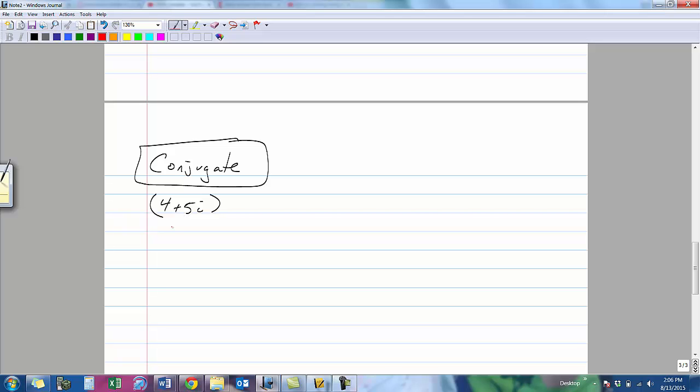The conjugate to 4 plus 5i is going to be 4 minus 5i. All right? We're not going to go and multiply it or anything else yet, but right now let's give you another conjugate. How about 3 minus 8i? The conjugate here would be 3 plus 8i. All right, I'm going to give you one more. Let's see if you understand what a conjugate is.